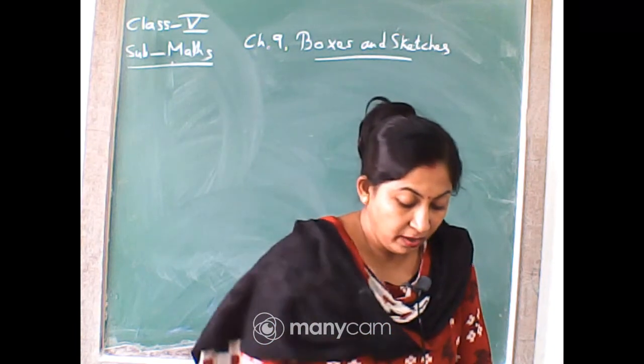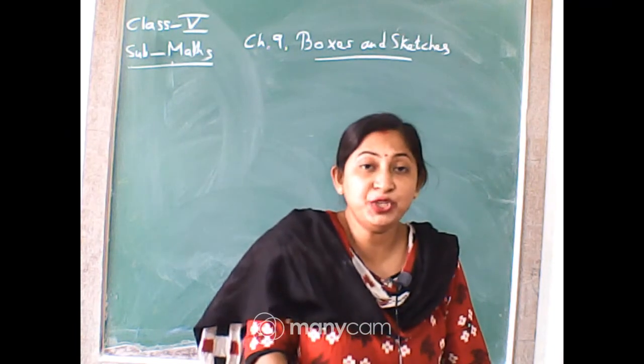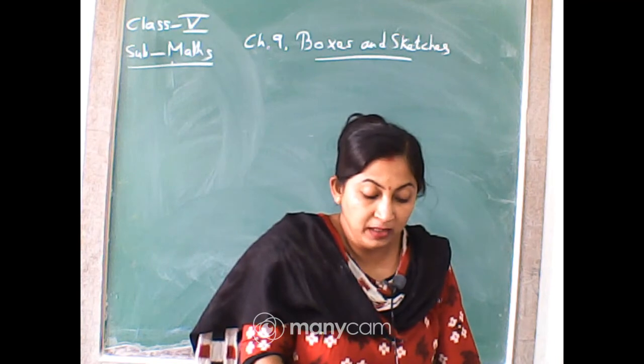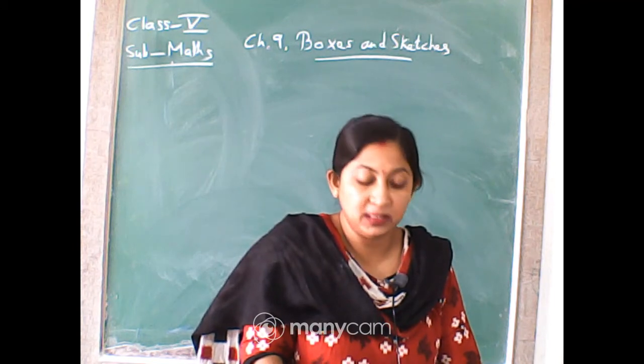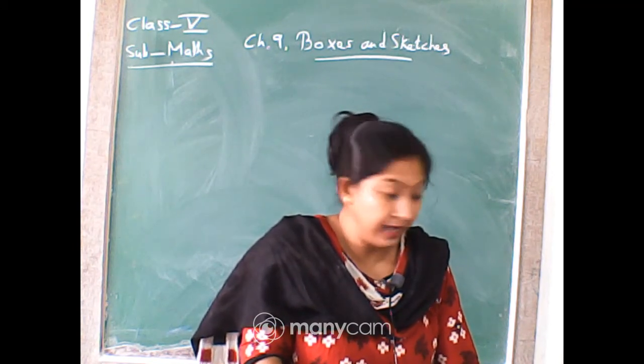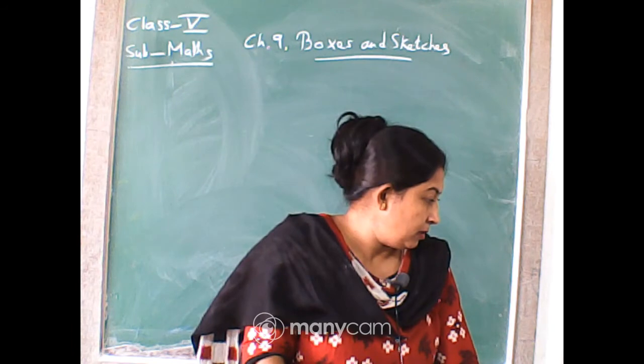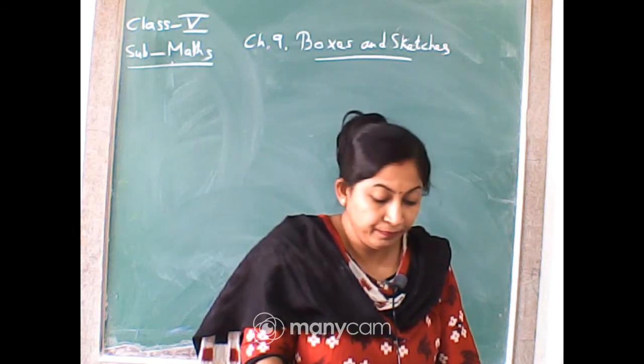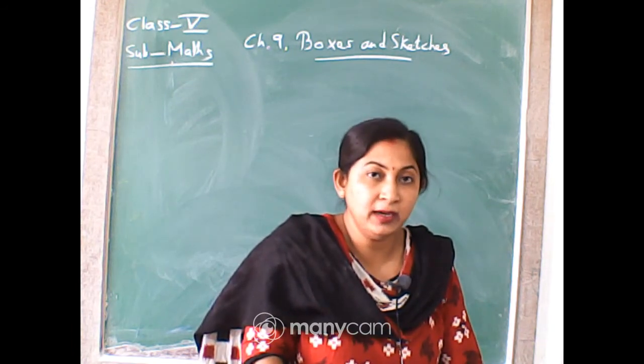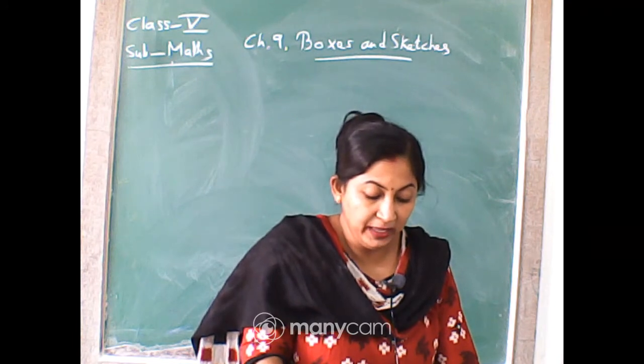See, for term 1 from Math Magic we have chapter number 1, The Fish Tail. Chapter number 2, Shapes and Angles. Then chapter number 3, How Many Squares. Chapter number 4, Parts and Wholes.